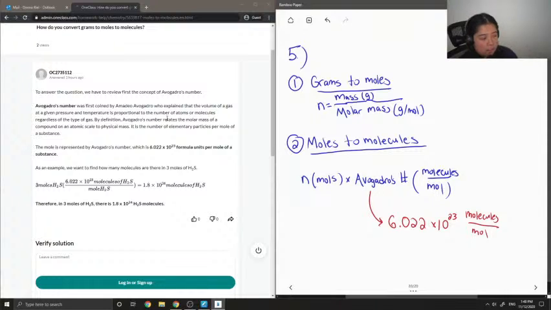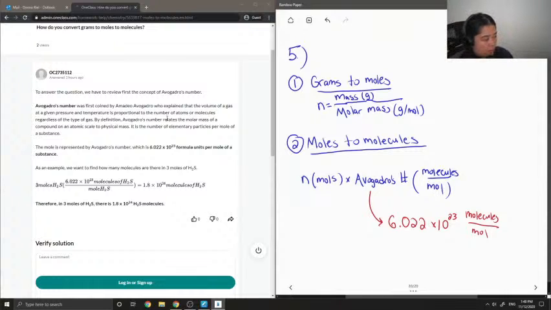So they called it elementary particles basically because it can go by particles, molecules, or like, let's say you wanted to find number of photons. This is when you would also use Avogadro's number.